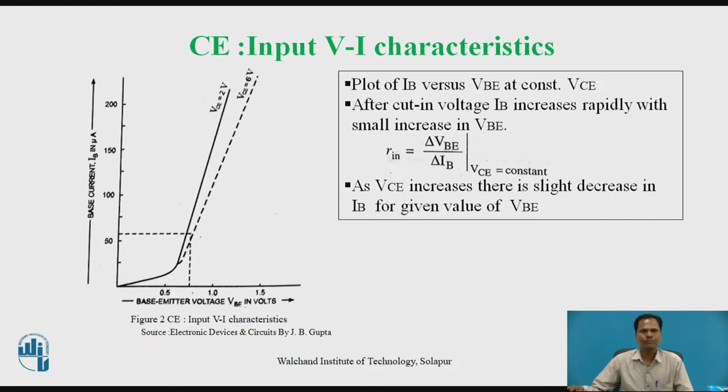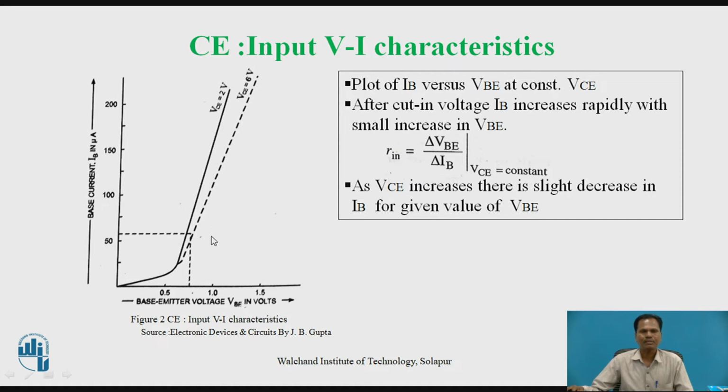So first let us go to the input characteristic of a transistor in common emitter circuit configuration. The input characteristic is a graph of input current IB versus input voltage VB at a certain constant value of collector to emitter voltage. This figure shows the graph of IB versus VB at a certain constant value of collector to emitter voltage. There are two curves considering two different constant values for collector to emitter voltage.